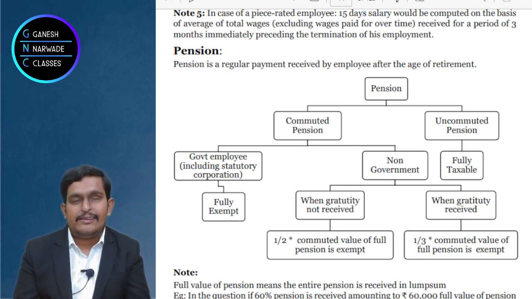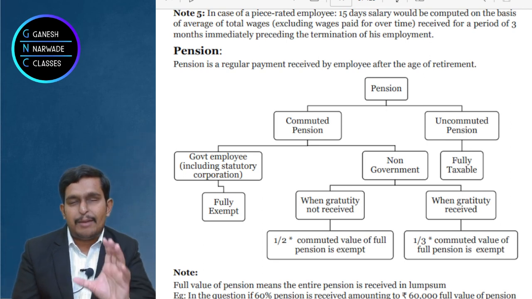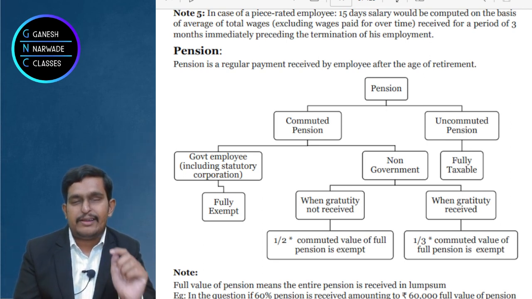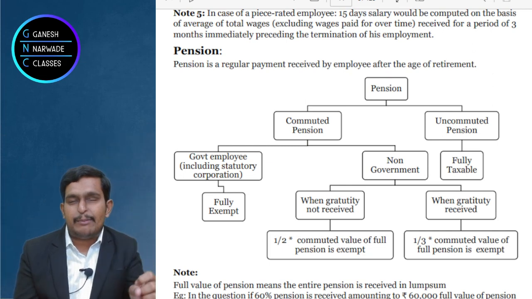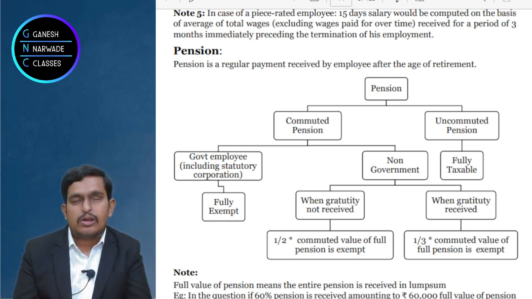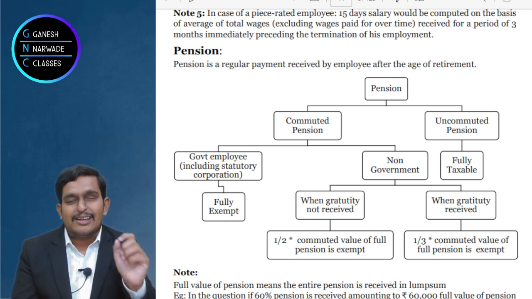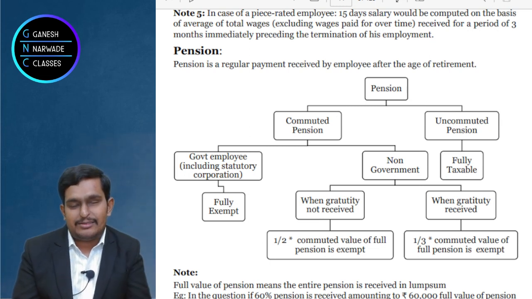Now there is something called commuted pension also. Commuted means lump sum pension. Lump sum pension and commuted pension are one and the same. Just to make you remember, I am repeating. Now to government employees, this lump sum pension is fully exempt. So commuted pension to government employees is fully exempt. No tax will be levied.